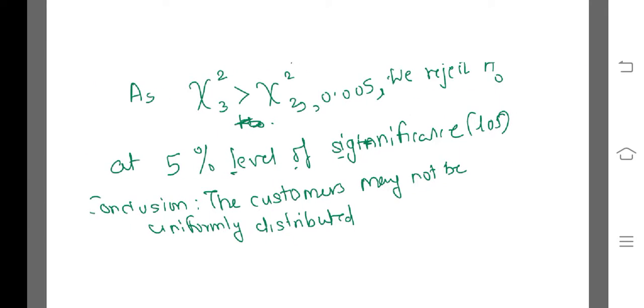As the calculated chi-square is greater than the chi-square tabulated from the table, that is chi-square 3, 0.05, we reject H0 at 5% level of significance. So the conclusion is that customers may not be uniformly distributed.